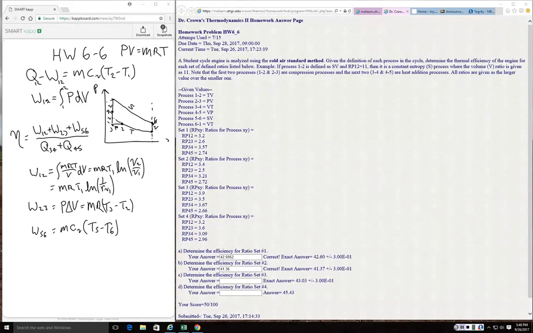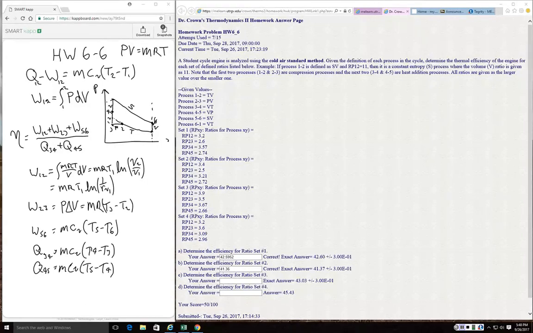So I can add these three terms together, put them in the numerator, and then Q3,4. There's no work in that process, so it's just equal to mCV times the temperature difference, which is T4 minus T3, and Q4 to 5 equals mCV T5 minus T4. So now I have all the necessary work and heat transfer. I stick those into the equation for efficiency, and it gets a little messy, but we can do that.